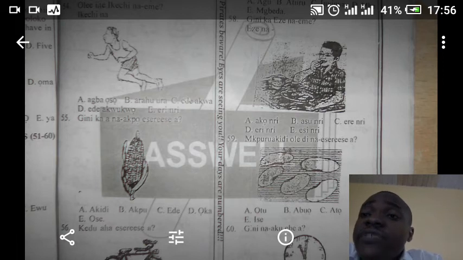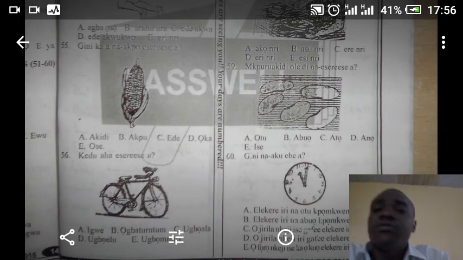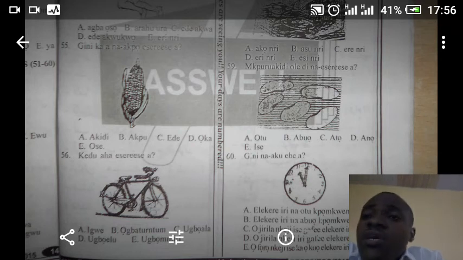Number 55. Gịnị ka a na-akpọ eserese a? This drawing you are seeing there, what is it being called? Seeing it, you know now, no need of telling you. But I will say A. Akịdị. B. Akpụ. C. Ede. D. Ọka. E. Ose. The answer is D, which is ọka.